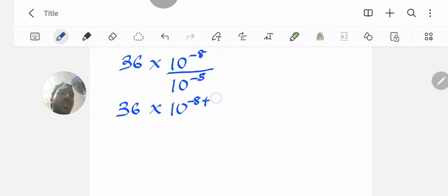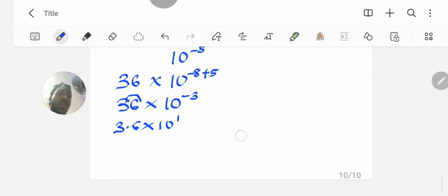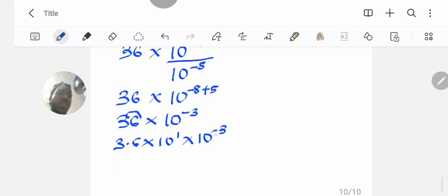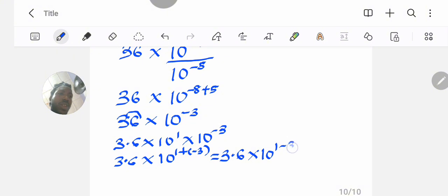Then we have 36 times 10 raised to the power of minus 8. If minus 5 should go up, it becomes plus 5. And that's 36 times 10 raised to the power of minus 3. Now 36 is not in standard form. You bring it to standard form. That's 3.6 times 10 raised to the power of 1 times 10 raised to the power of minus 3. You have 3.6 times 10 raised to the power of 1 plus minus 3. And that's going to give us 3.6 times 10 raised to the power of 1 minus 3, because plus times minus is minus. So final answer is 3.6 times 10 raised to the power of minus 2.